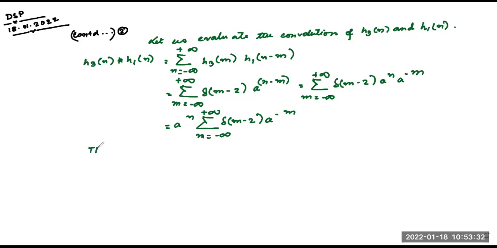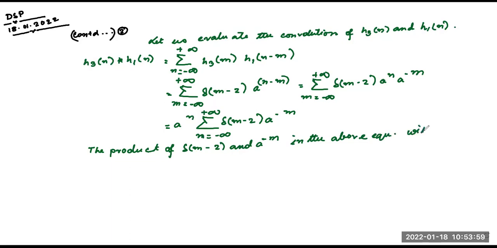So the product of delta(m minus 2) and a to the power minus m in the above equation will be non-zero when m equals 2. Only when m equals 2.